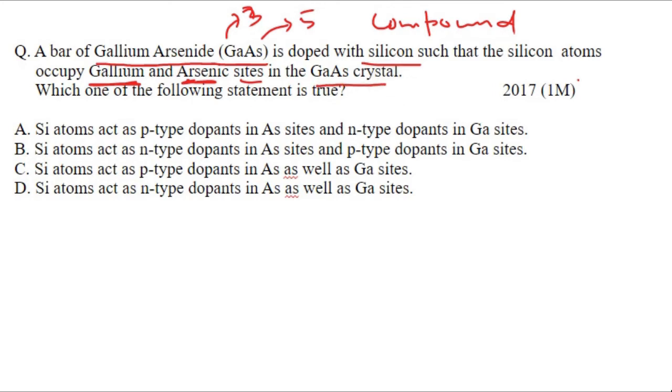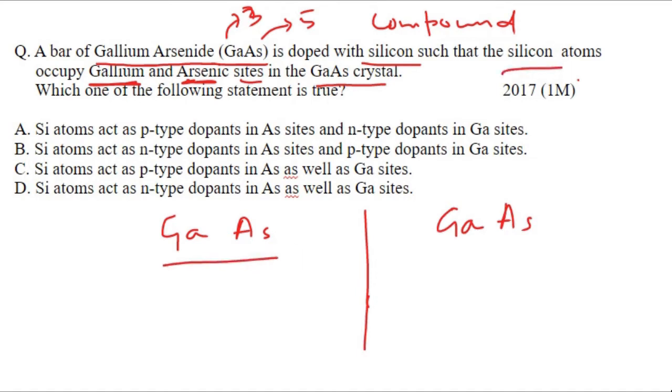Such that silicon atoms occupy gallium sites and arsenic sites in the gallium arsenide crystal. So here we will make two columns, one for gallium sites and another for arsenic sites. So when silicon occupies gallium sites, what will we get? When silicon occupies gallium sites, we will get an arsenic impurity with silicon.